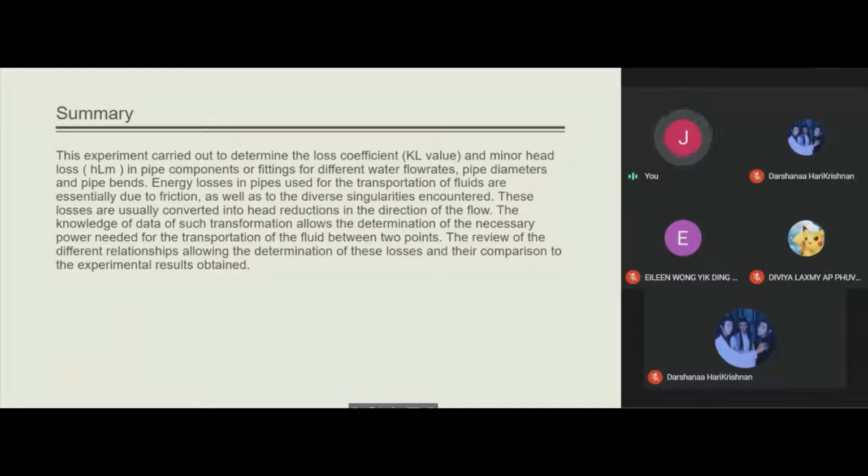Energy losses in pipes used for the transportation of fluids are essentially due to friction, as well as to the diverse singularities encountered. These losses are usually converted into head reductions in the direction of flow. The knowledge of data of such transformation allows the determination of the necessary power needed for the transportation of the fluid between 2 points. The review of the different relationships allowing the determination of these losses and the comparison to the experimental results obtained.